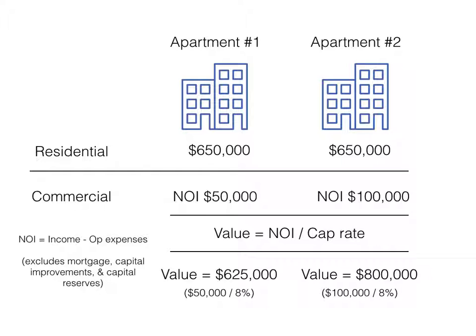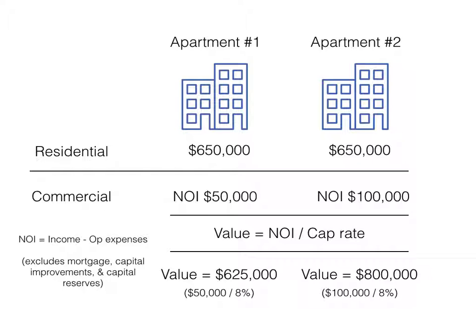Now, just a quick point, net operating income is the amount of income that the property produces minus the operating expenses. So that excludes the mortgage, that excludes any capital improvements, and that excludes any capital reserves. If you're looking for more information about what those are specifically, feel free to send me a note and I'd be happy to talk to you about that.